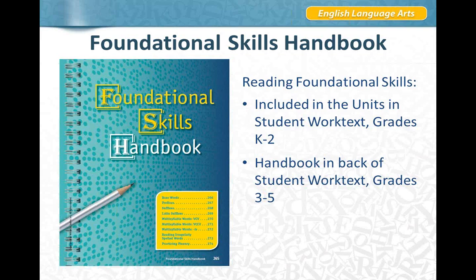But in grades K, 1, and 2 of Common Core Progress, we have incorporated the foundational skills in the units, because those are the grades where the students really do need it. They're learning about phonemic awareness and phonics and word recognition and fluency. So we've incorporated the reading foundational skills in the student text for grades K through 2, and there's a handbook in the back of the student work text for grades 3 through 5.